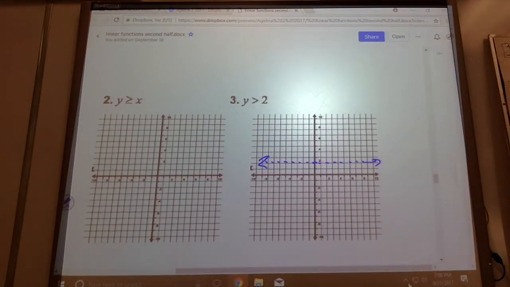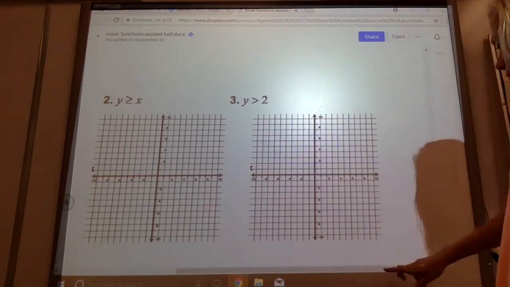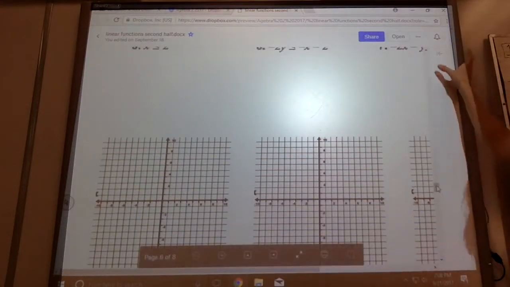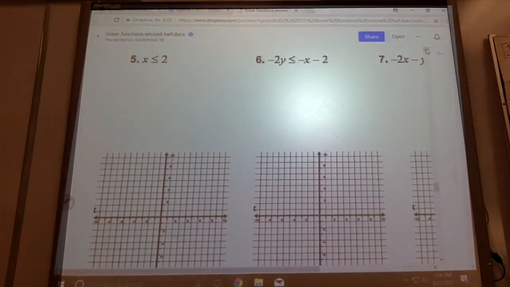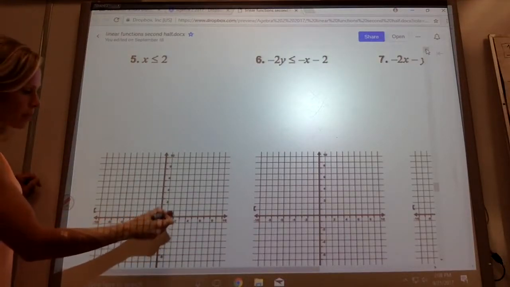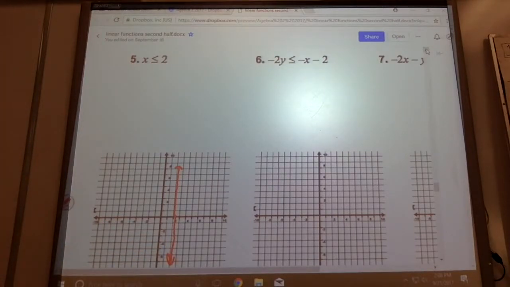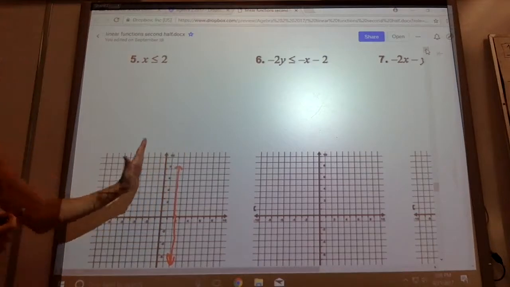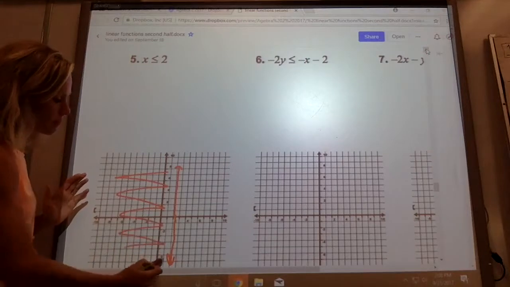And if it's a vertical line, if it's less than, would it be left? Good question. With vertical lines, there is no above or below. When I have x equals 2, that's a vertical line at 2. This would be solid because it's less than or equal to. So you have to think: less than, do I go to the left and get smaller, or go to the right and get smaller? When I go to the left, that's smaller, that's less than.